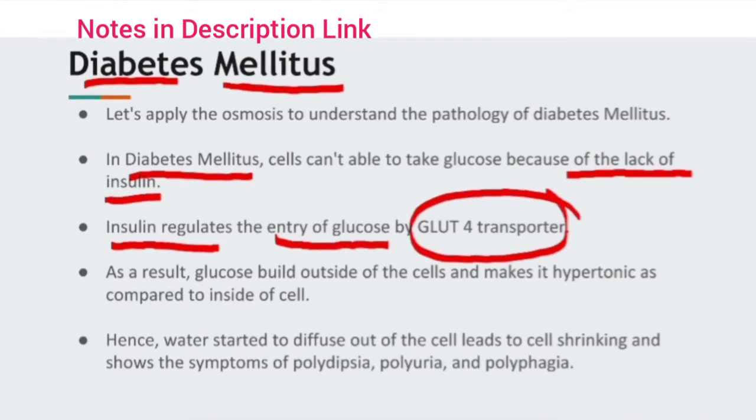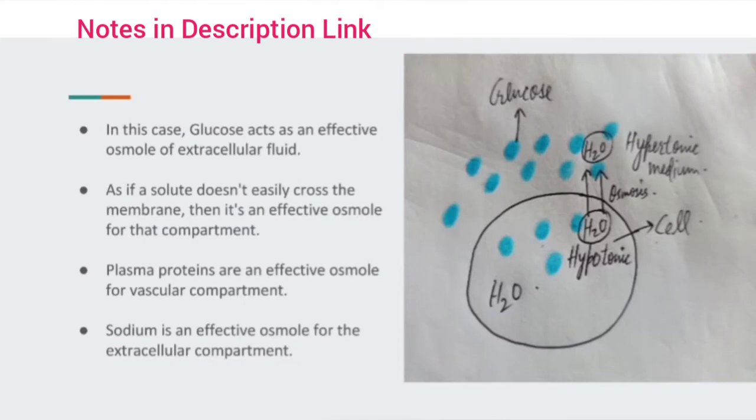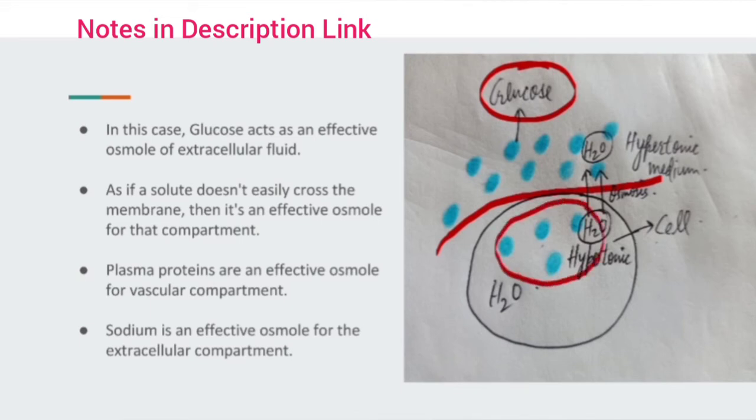So if there is low insulin, glucose can't enter the cell, and the concentration of glucose starts to build up outside of the cell, which makes that medium hypertonic compared to the inside of the cell. Here you can see in this picture that because of the low insulin, glucose accumulates outside the cell, and there is very little glucose inside the cell.